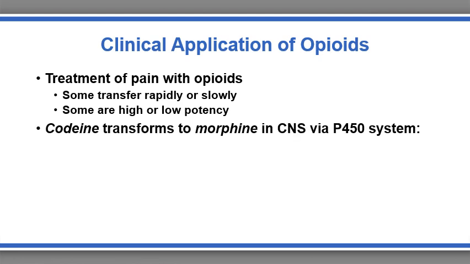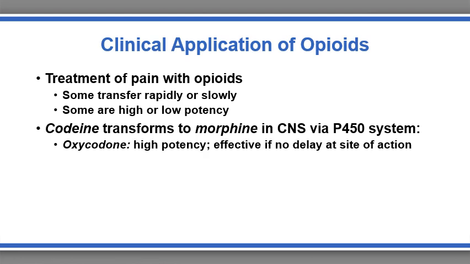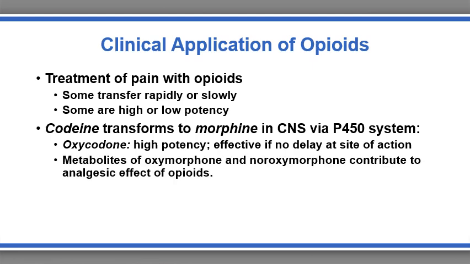So for instance, if we look at codeine, codeine transfers to morphine in the CNS via what we call the P450 system. Oxycodone has very high potency. It's basically effective if there's no delay at the site of action, and the metabolites of both oxymorphone and noroxymorphone are going to contribute to the analgesic effect, or the pain relieving effect, of opioids.